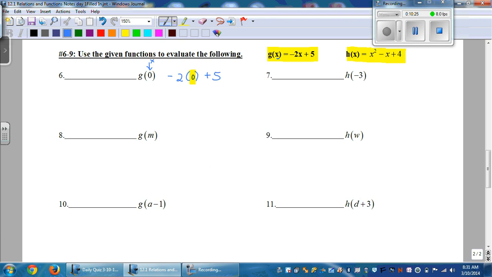Okay. Once we see that, we can evaluate. So that's 0 plus 5. So we get the answer of 5. Put it on the line. Final answer, lock it in.